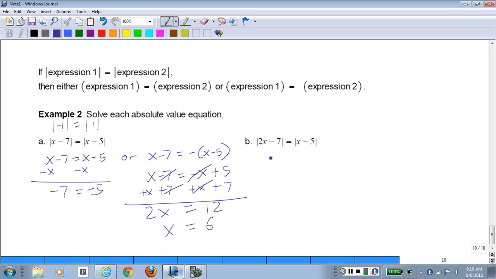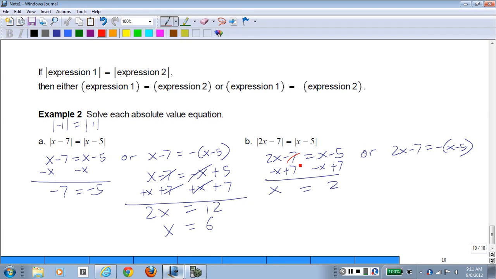How about over here? It could be that 2x minus 7 equals x minus 5. Or, failing that, it could be that 2x minus 7 equals the opposite of x minus 5. And both of these have solutions. Subtract x, add 7, add 7. It could be that x equals 2. What does 2 do? 2 times 2 is 4. 4 minus 7 is -3. 2 minus 5 is -3. Yeah, I believe 2 works.